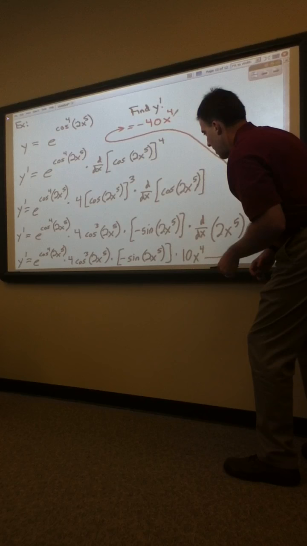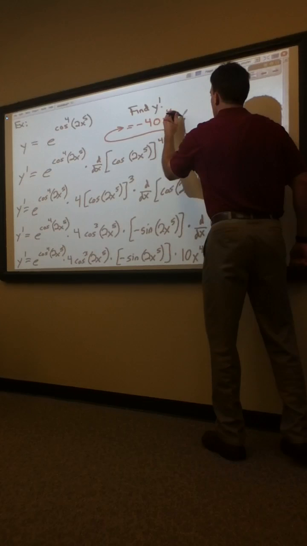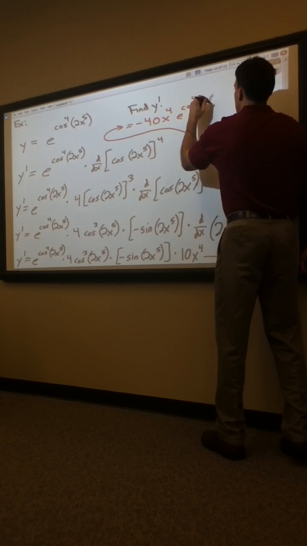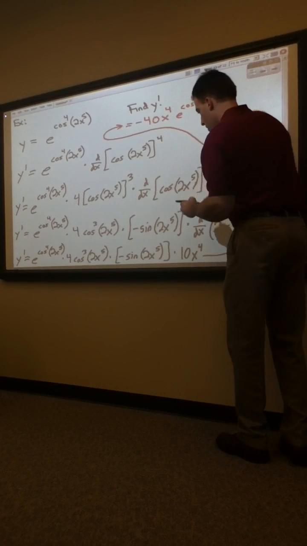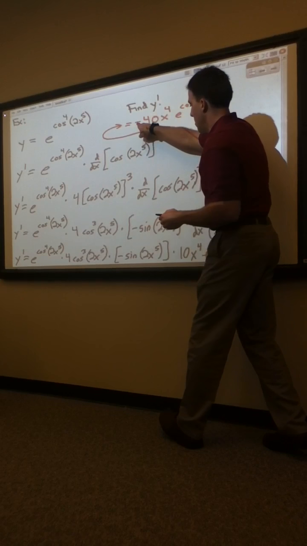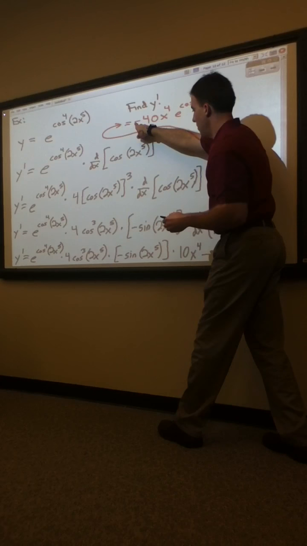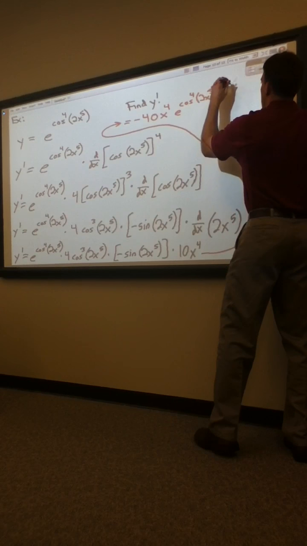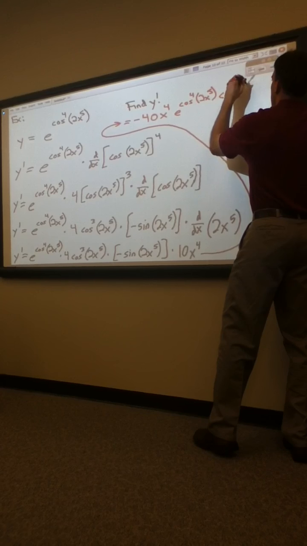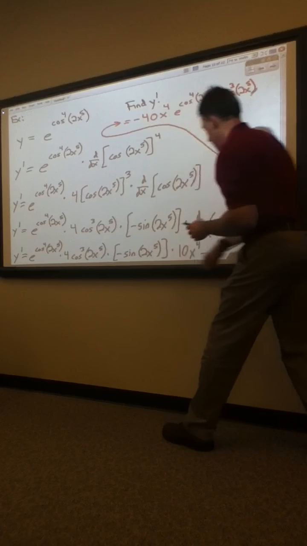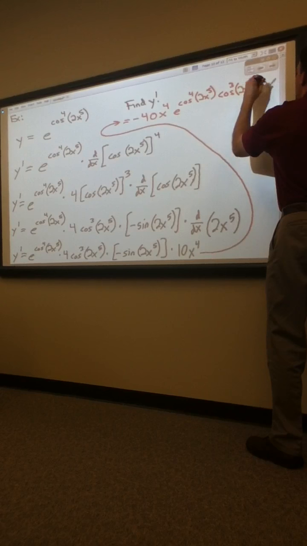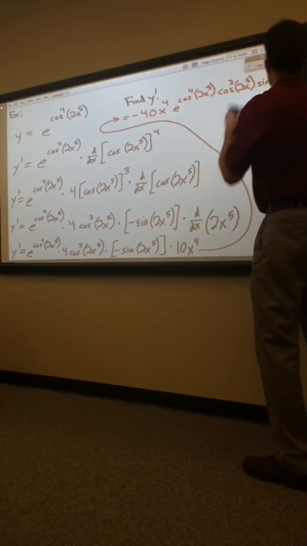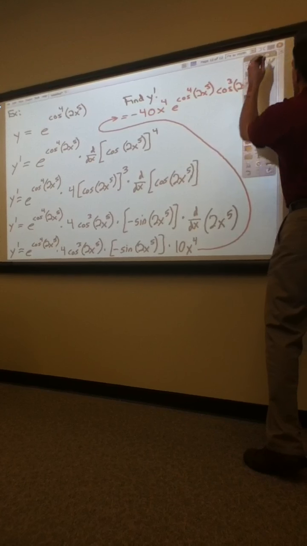And then we can just write down all the rest of the stuff. So e to the cosine to the fourth power of 2x to the fifth. The negative I put at the very front there. And then we have cosine cubed of 2x to the fifth, sine of 2x to the fifth. Wait, that goes down on the bottom. Yeah, it does. Sorry, guys.